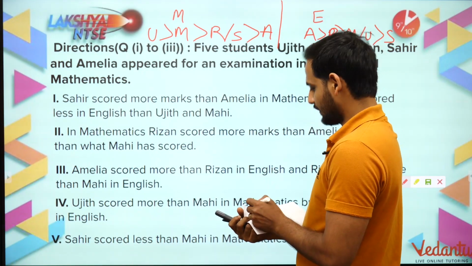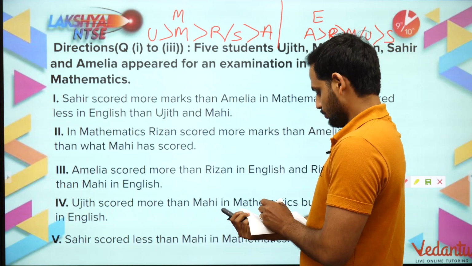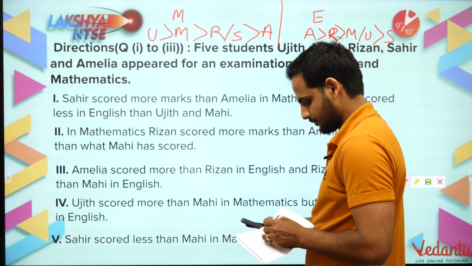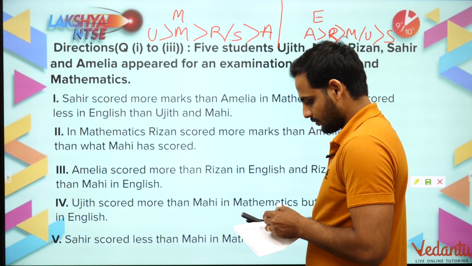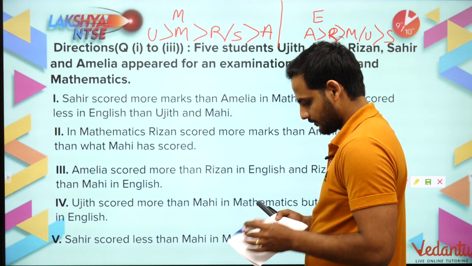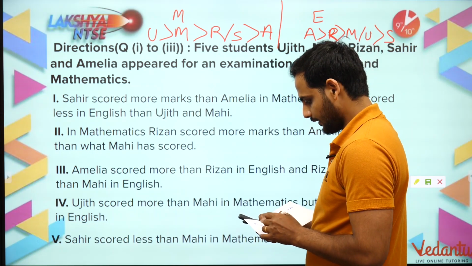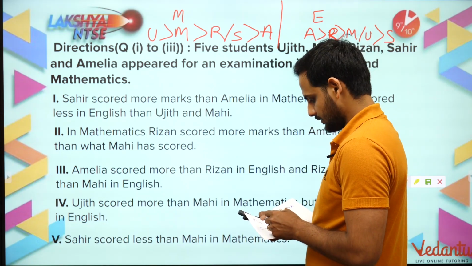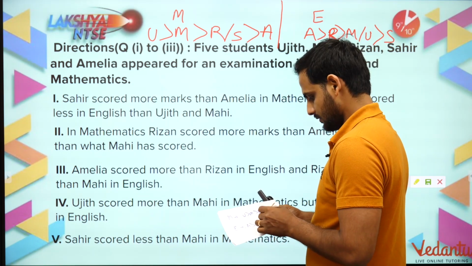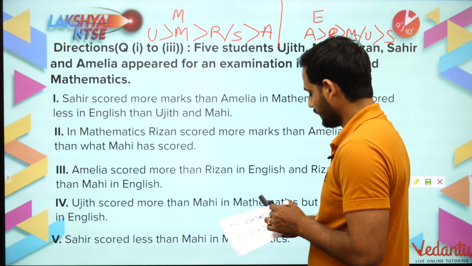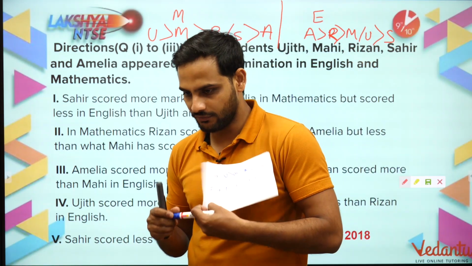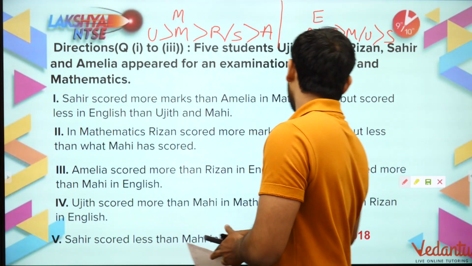Okay, so you can also write, in case of mathematics, we have Ujit largest, then Mahi, then Rizan or Sahir we don't know, and at the end Amelia is there. And then in case of English, we have Amelia largest, then Rizan, then Mahi or Ujit we can't say, but at the end we have Sahir. So this is the order which I have written here, for both. And now we can solve all the questions asked.